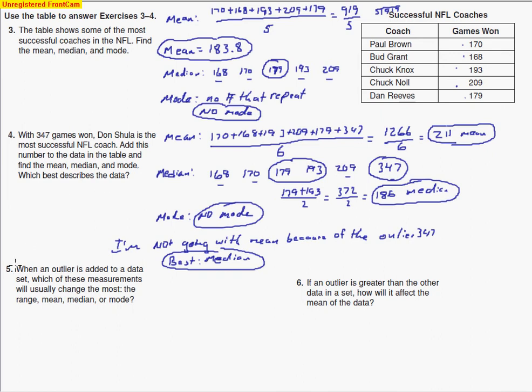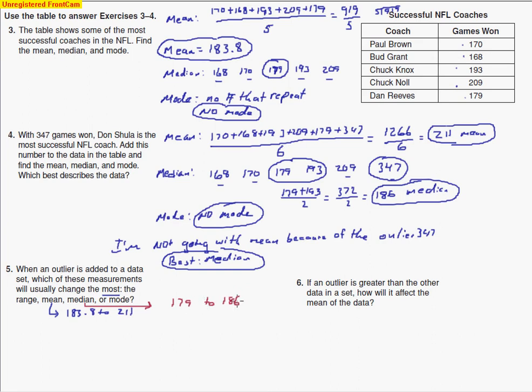Well, let's read the next question. When an outlier is added to the data set, which of these measurements will usually change the most? Well, remember, the mean changed, but look how much the mean changed by. That went from 183.8 to 211, so it did change. The median, let's go ahead and write some things down, with a different color. This one went from 179 to 186. So these both changed a little bit.